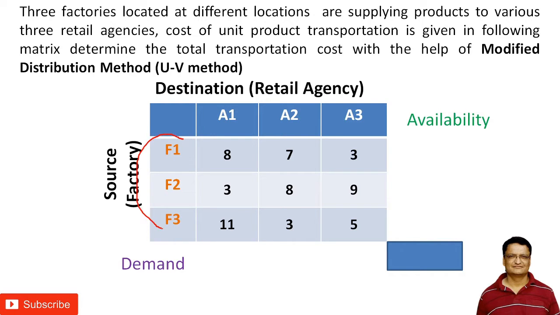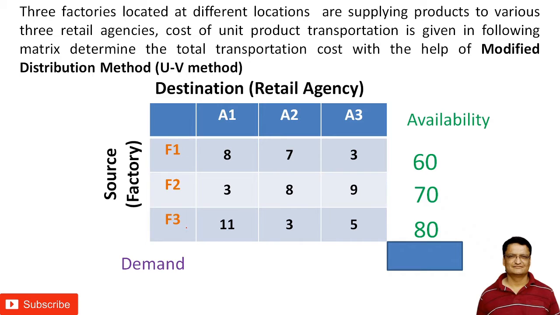So there are three factories, F1, F2 and F3, which are supplying products to the retail agencies A1, A2 and A3, and this 8 is nothing but the unit transportation cost of transporting one product from factory F1 to retail agency A1. So likewise all the other costs have been given. The 60, 70 and 80 are the availability at factories F1, F2 and F3.